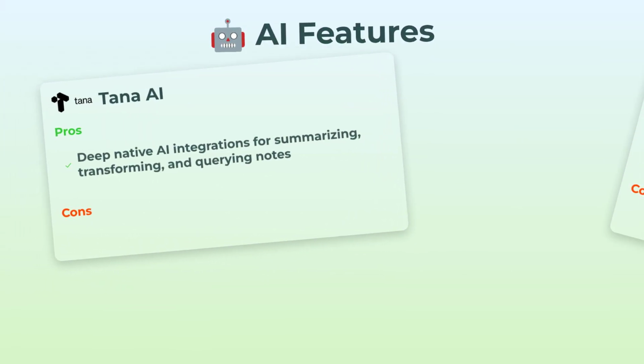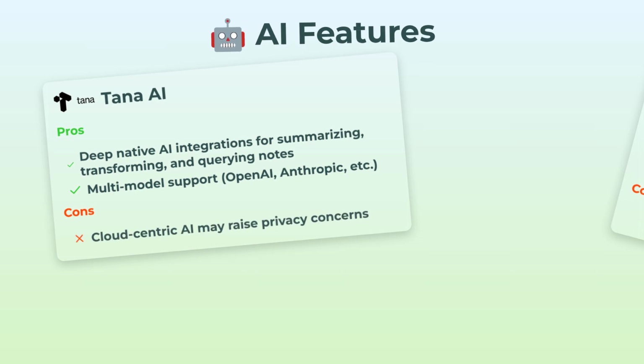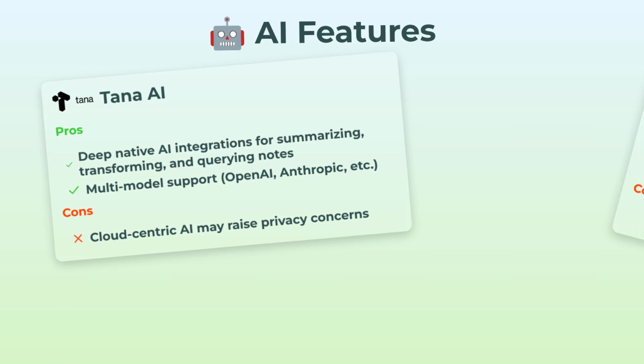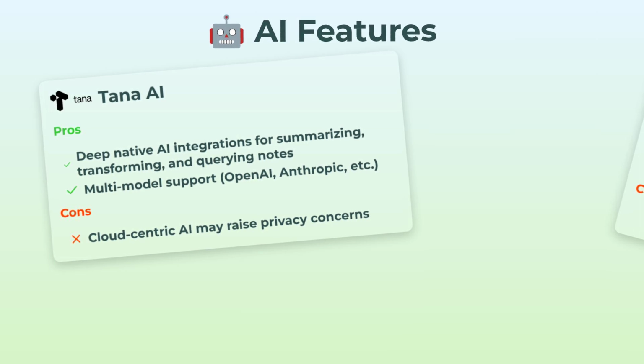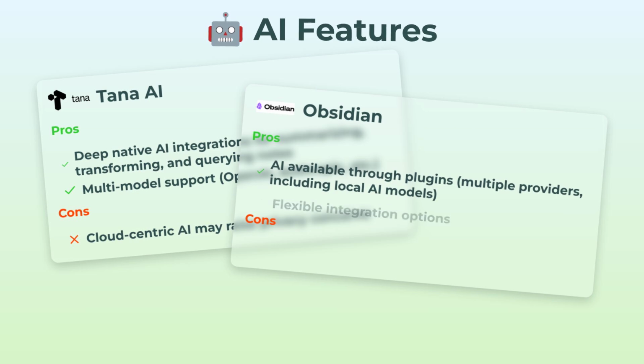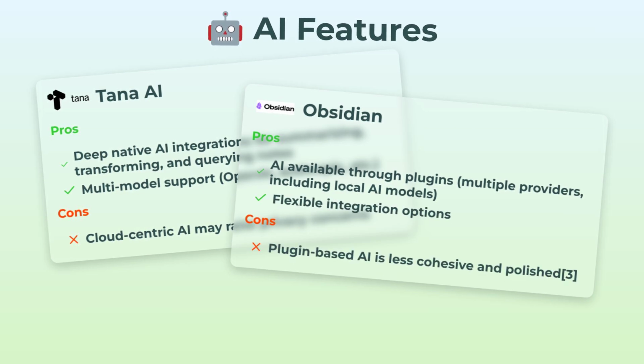Next up, AI features. Oh, this is where things get spicy. Tana goes all in on native AI. You get automated summarizing, transforming, even querying notes, plus you get to pick from multiple AI models like OpenAI or Anthropic. It's slick and almost magic, honestly. The only hesitation, it's all cloud-based, so privacy folks might be side-eyeing it.